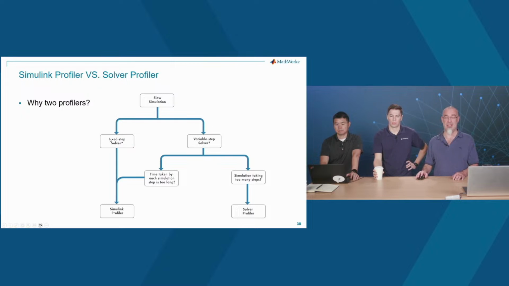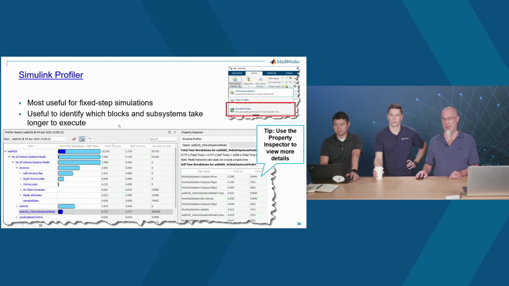if it's a fixed step solver, I would start with the Simulink profiler. Let's look at the Simulink profiler first. As I said, mostly useful for fixed step simulation. You enable it from the debug tab in the tool strip. When you click play, at the end it's going to pop up a panel that's going to look like that in your canvas. And you will see a hierarchy that is the same as the subsystems in your model. And you will be able to see the timing. It's going to be ranked by the most expensive one at the top.